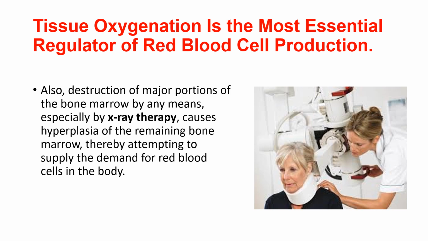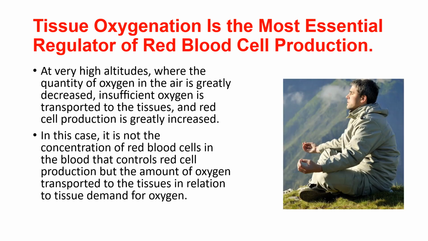At very high altitudes, where the quantity of oxygen in the air is greatly decreased, insufficient oxygen is transported to the tissues, and red cell production is greatly increased. In this case, it is not the concentration of red blood cells in the blood that controls red cell production, but the amount of oxygen transported to the tissues in relation to tissue demand for oxygen.